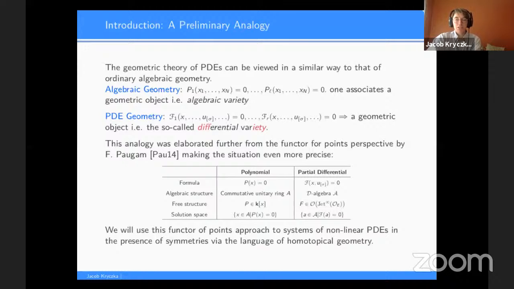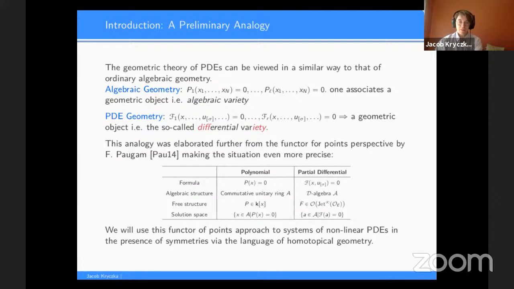So I think the best way to start is to mention a preliminary analogy that was used to motivate the geometric theory of PDEs as we know it today. And this comes from algebraic geometry, wherein, as you all probably know, we study systems of polynomial equations, and you can study such an algebraic object in terms of a geometric object, and this is the algebraic variety.